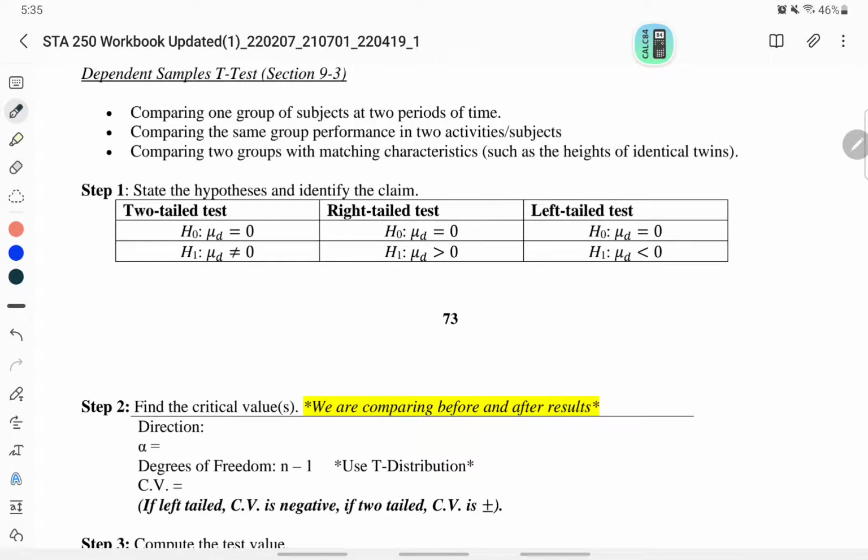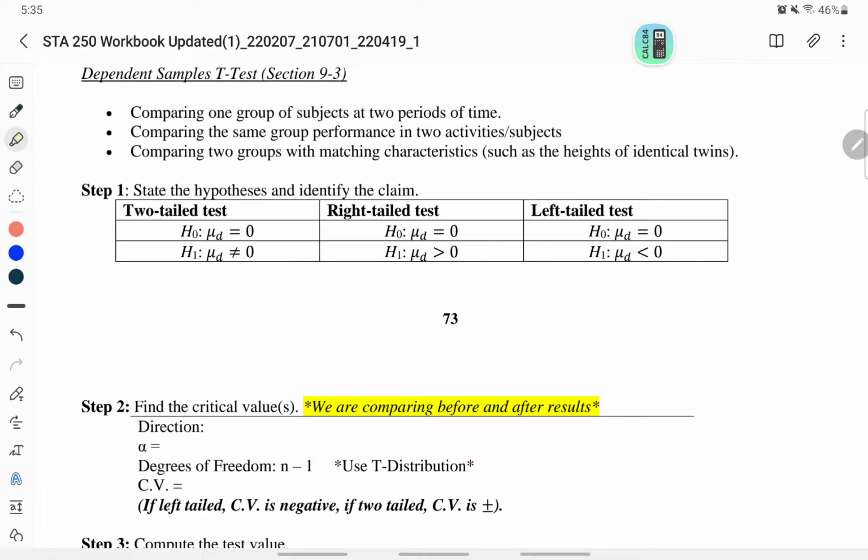All right, guys, welcome to my video for the dependent samples t-test. Now, the dependent samples t-test is a different type of test that we're going to focus on. Because when we're doing the dependent samples t-test, we're focusing on one group of individuals at two different periods of time.